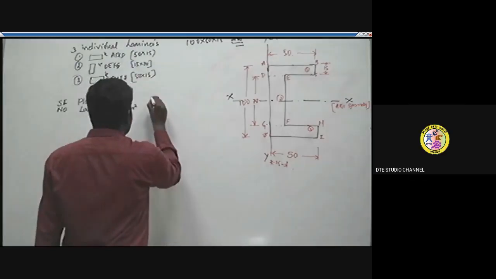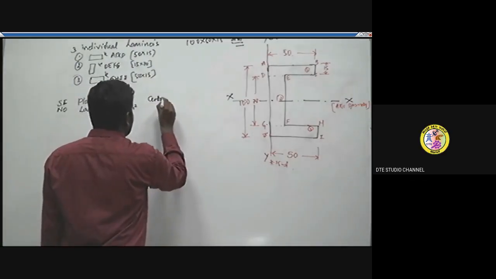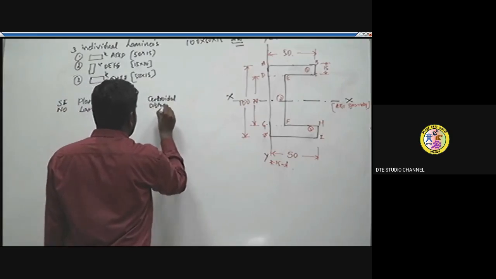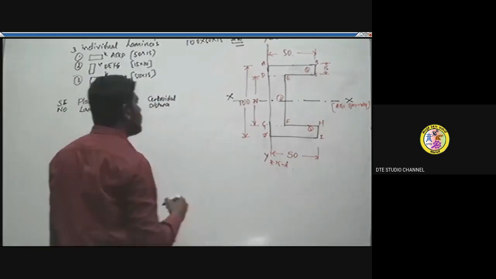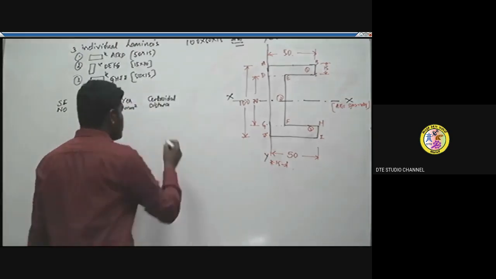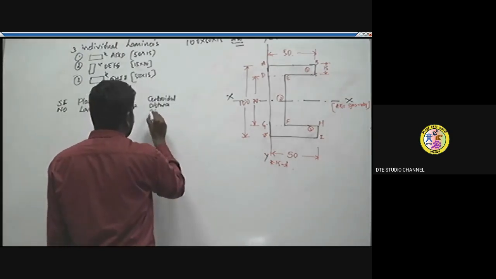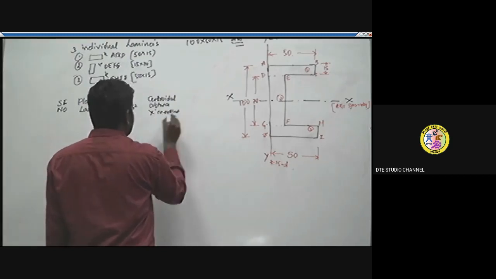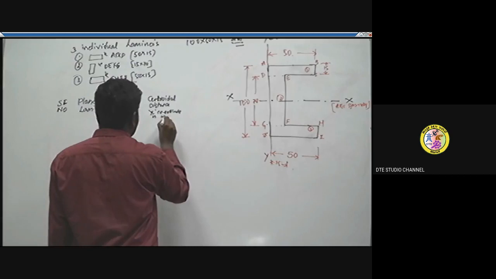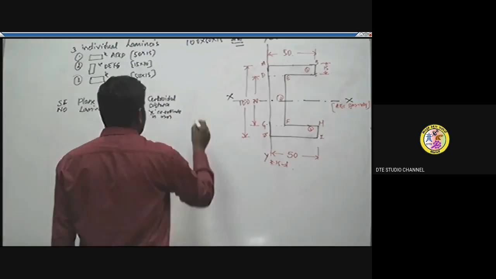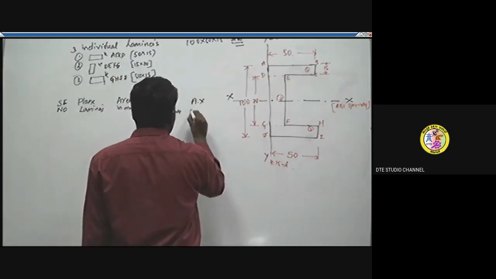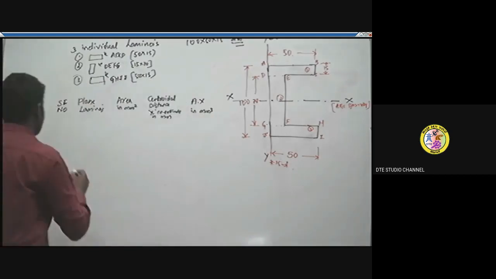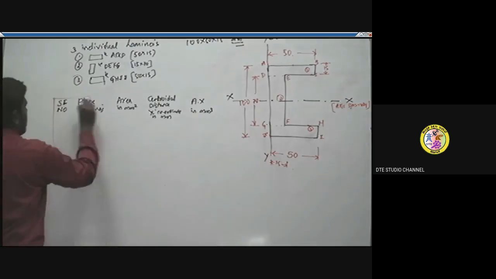So next, centroidal distance. The centroidal distances are the x coordinates in this case, as this is symmetrical about the x-axis. X coordinate I'm writing in mm. Next is the product of these two, A into x in mm. So let's find one by one for each of the plane laminas.